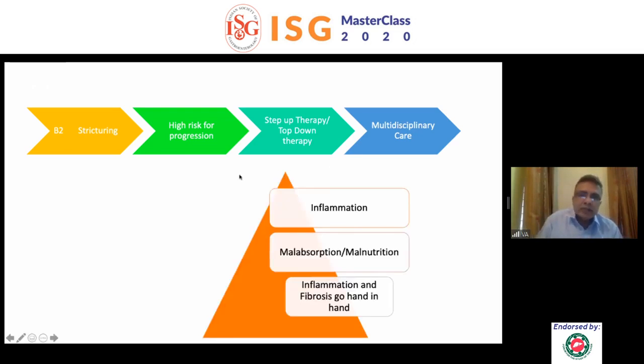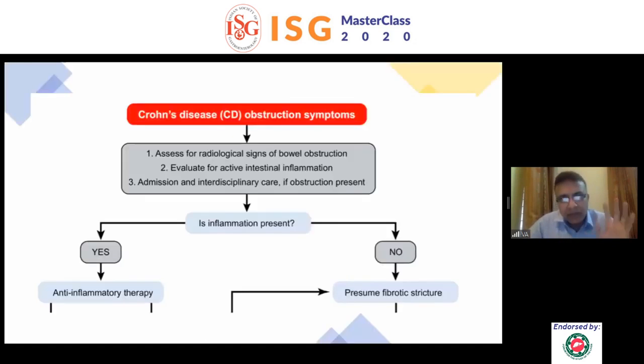The second important concept: in B1 disease, we were dealing only with inflammation. Now two things have been added. One, whenever there is inflammation, there would be fibrosis, because once there's inflammation, there's healing, and there would be fibrosis. So inflammation and fibrosis go hand in hand. And because of that, if it is a small intestine involvement, essentially there will be malabsorption and malnutrition. So remember these problems when you are treating this group of patients. If you remember these problems, you will be able to treat them well.